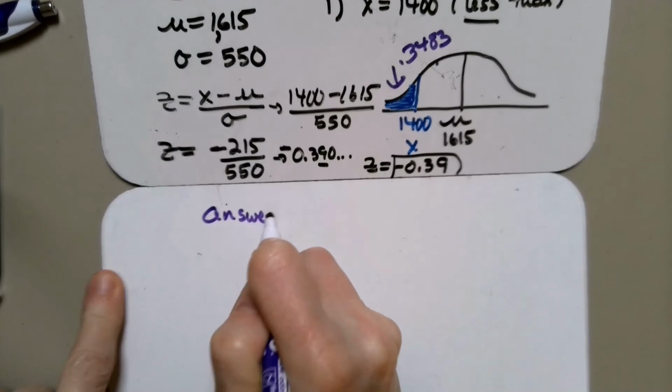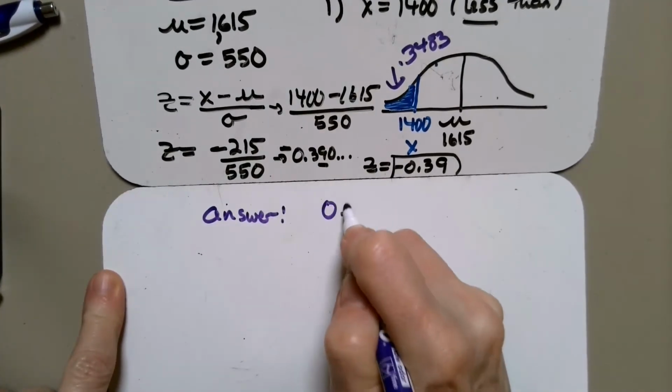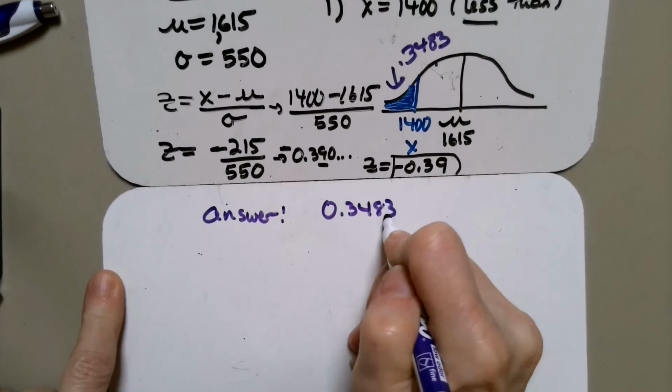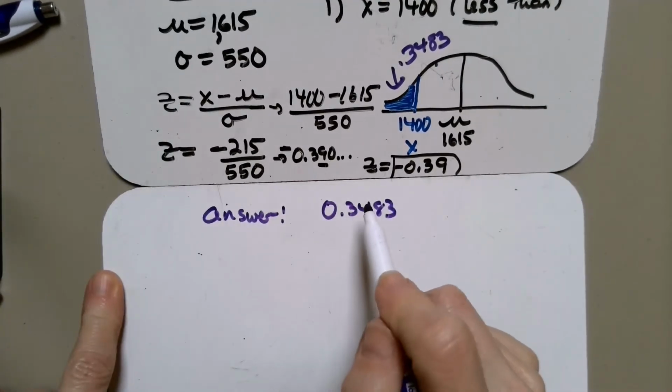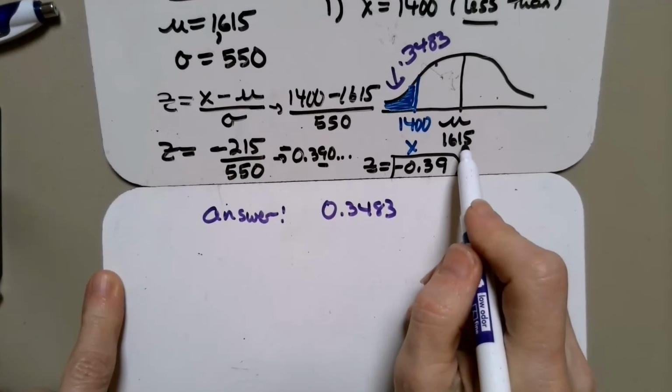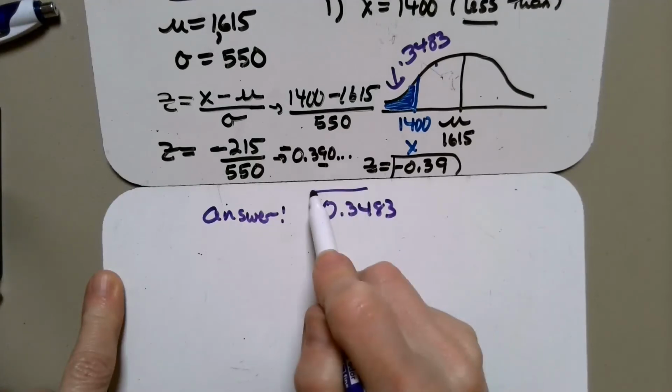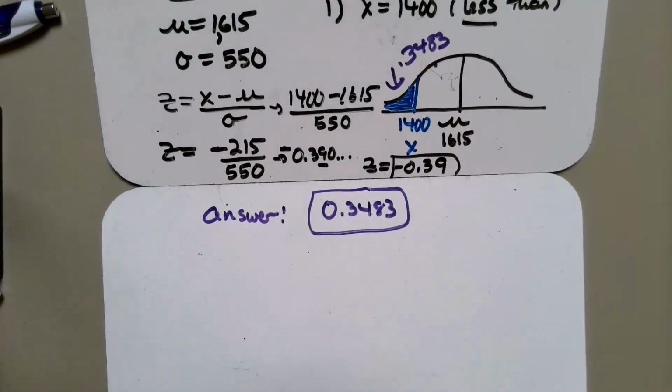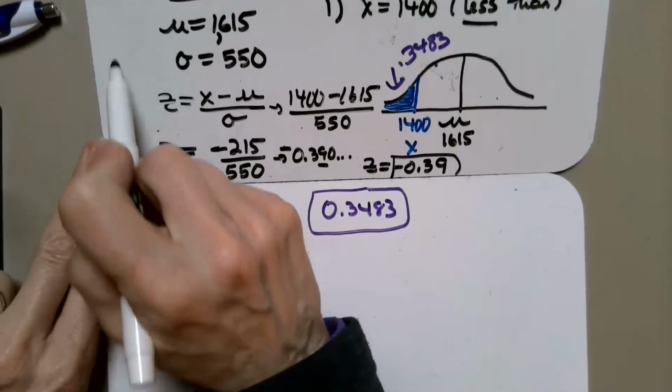So the answer, the probability that a randomly selected college student would have less than $1,400 in debt when the mean of the population is 1,615 is about 34-35%, not unusual. So now we're going to go from example 6, that was question 1 by the way.